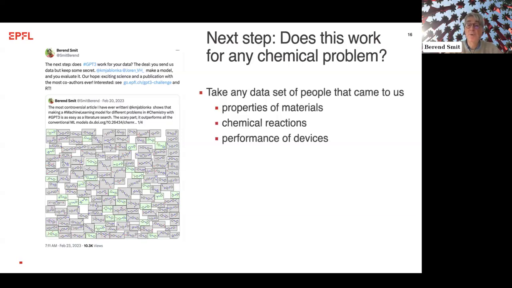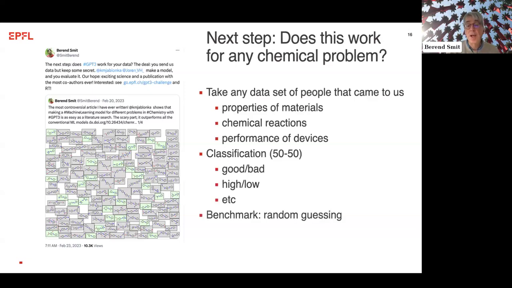And it's really interesting. We got data sets of properties of materials, chemical reactions, performance of devices. And we did it very simply, a very simple classification: good or bad, high, low. And we had as a benchmark random guessing. So it was me, the reference model. We also made sure we had a balanced data set: 50% of the data was good, 50% of the data was bad. So that's sort of the idea. And what I would like to do now is give you an overview of the type of questions we could ask, so you can see how we use this model.